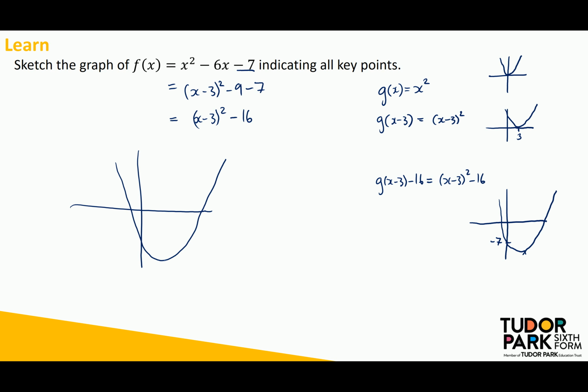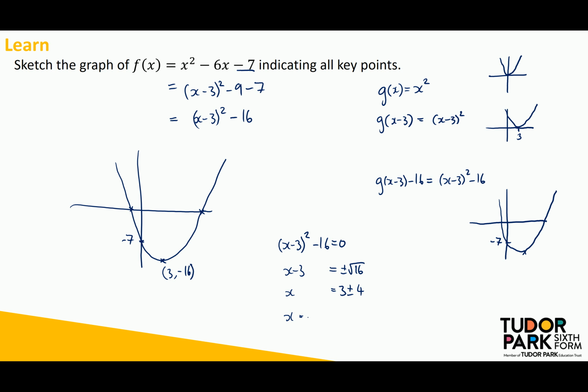where we know that the coordinate of the minimum point is translated 3 across and 16 down, so that's going to be at 3, negative 16. I also know the intercept point because that was just the constant value on the end, which was negative 7. I might be interested here in trying to work out what the roots are. Well, in order to do that, I would then need to solve x minus 3 all squared minus 16 equals 0, or x minus 3 is equal to plus or minus the square root of 16, or x is equal to 3 plus or minus 4.